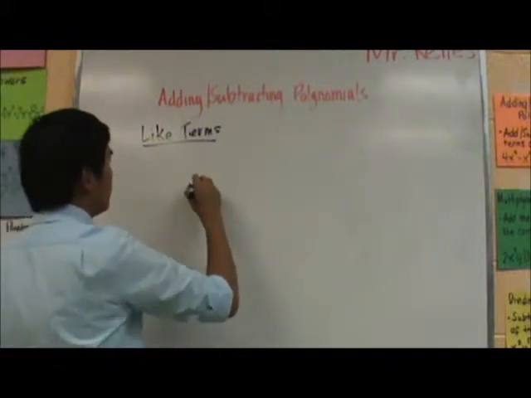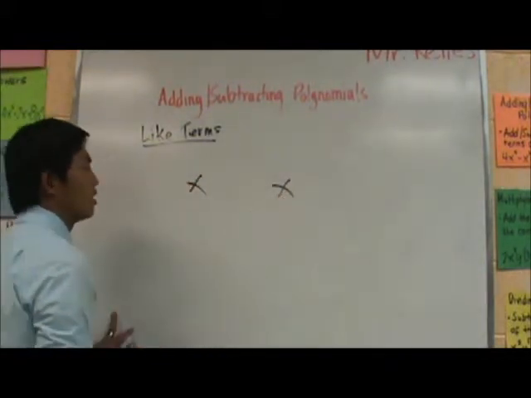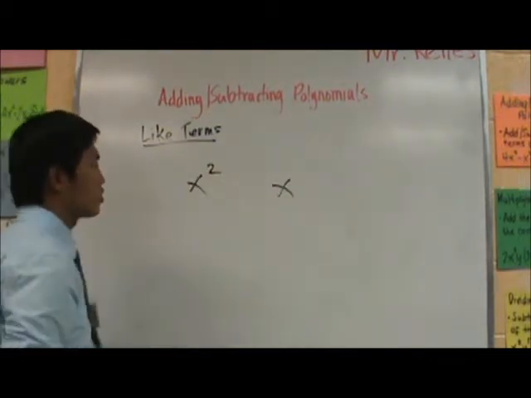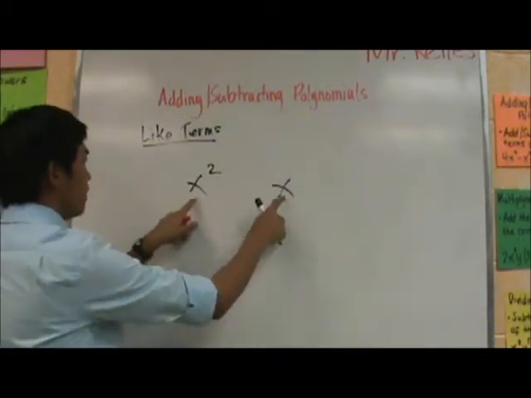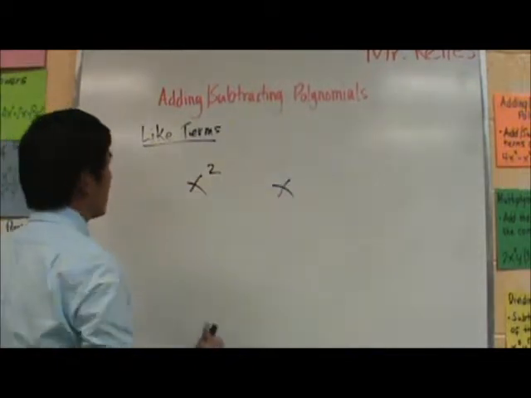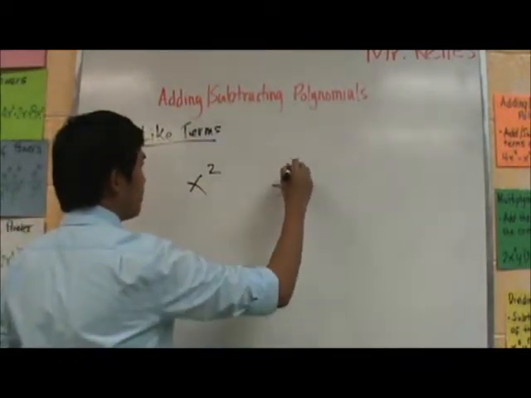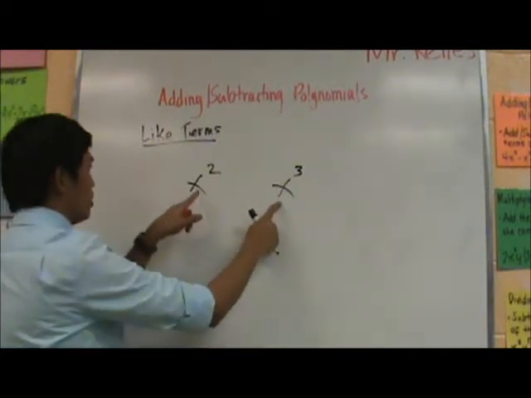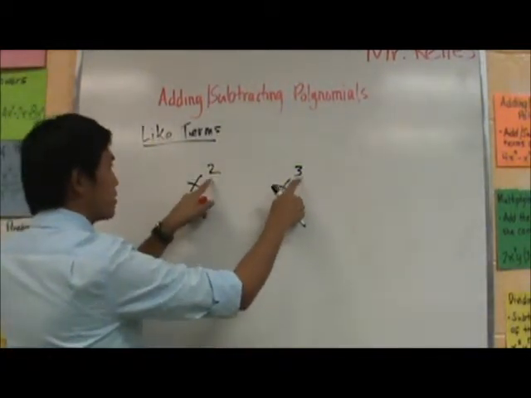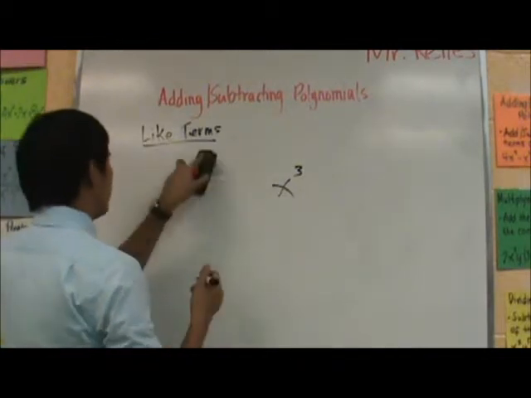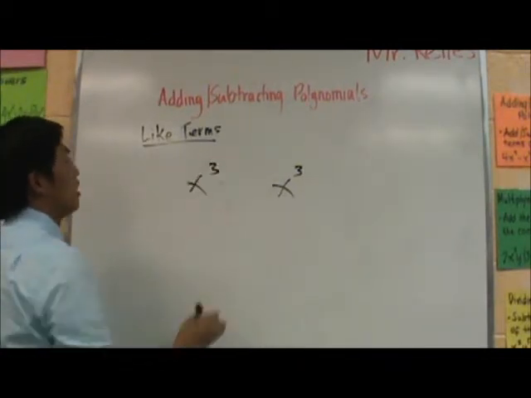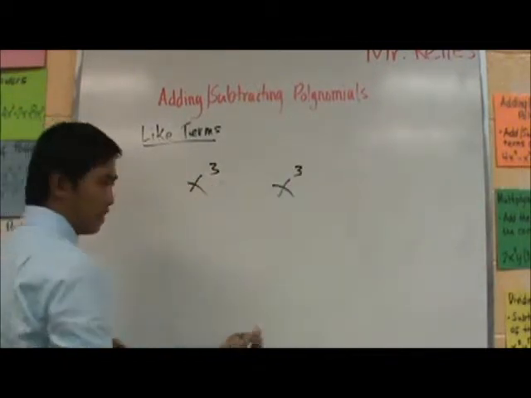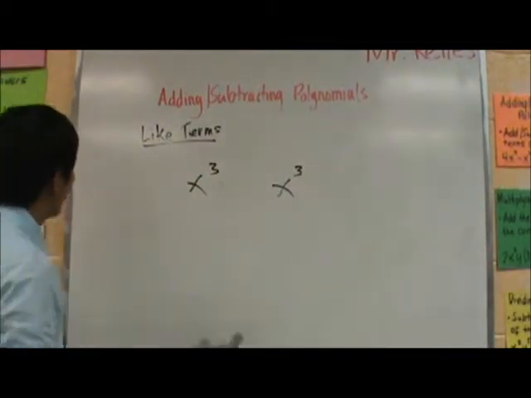So, for example, x and x. Like terms? Yes. Same variable, same exponents. Like terms? No. Same variable, not the same exponents. How about if I put 3 here? Same like terms? No. Same variable, but not the same exponents. How about if I change this to 3? Okay, same variable, same exponents. So yes, they are like terms.